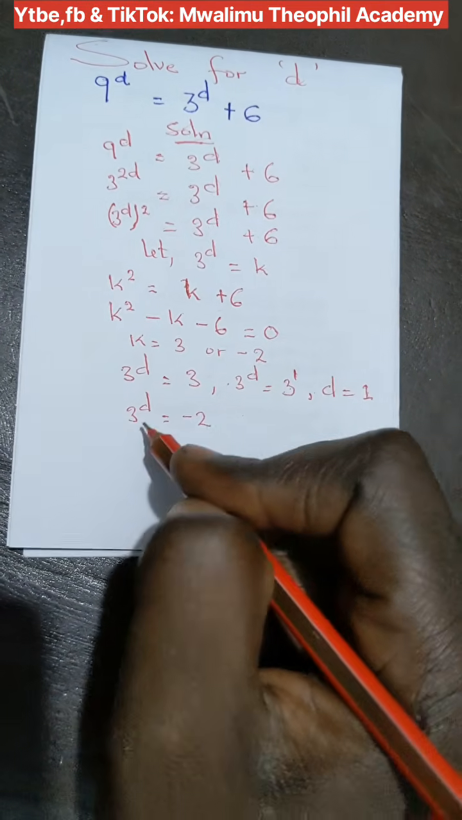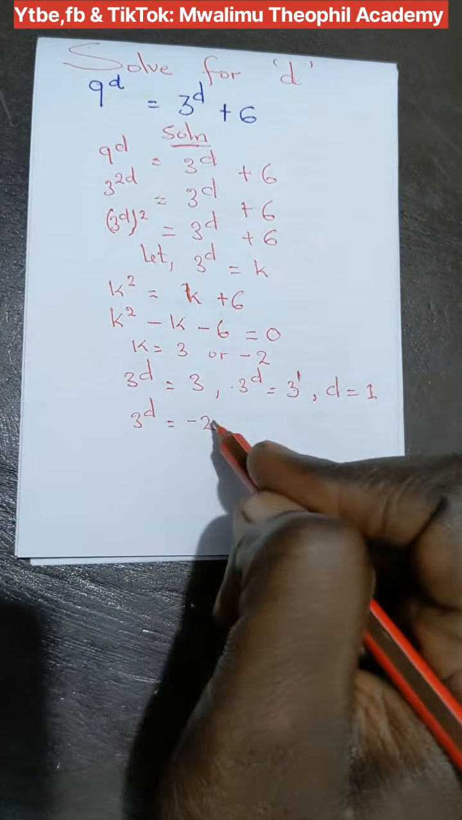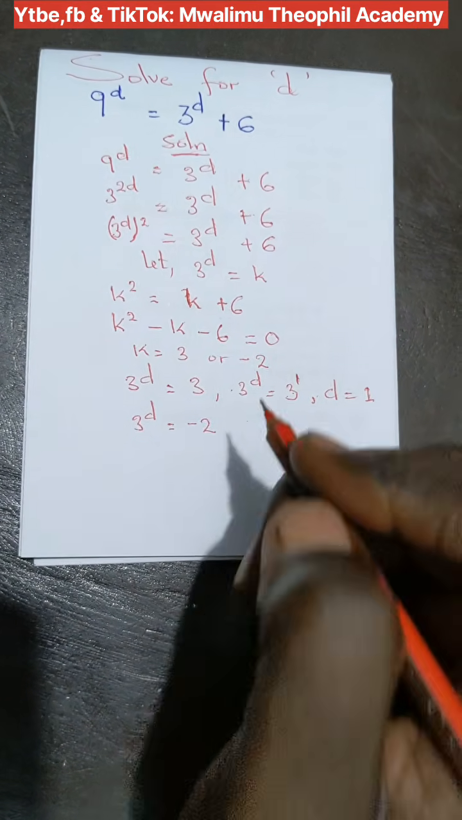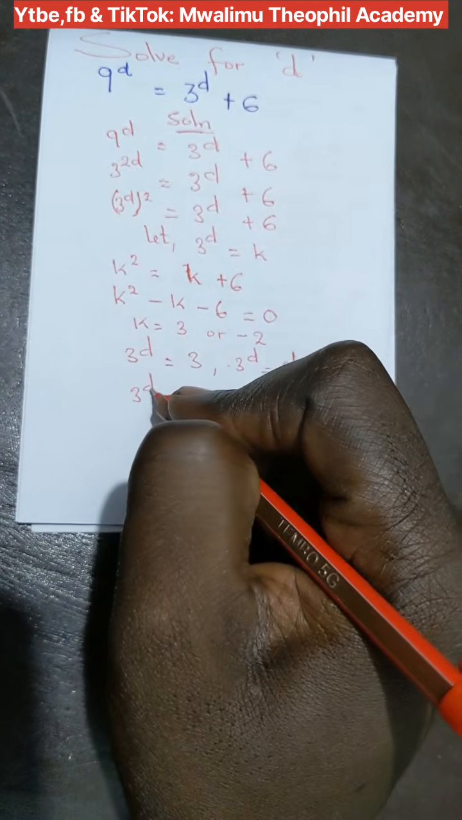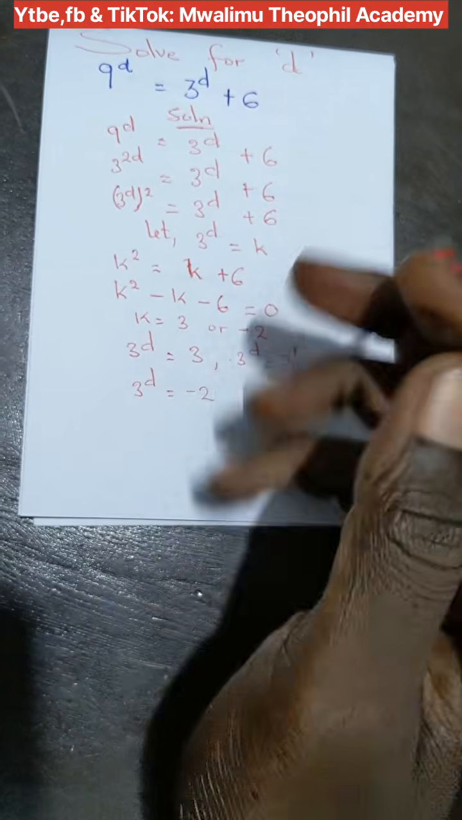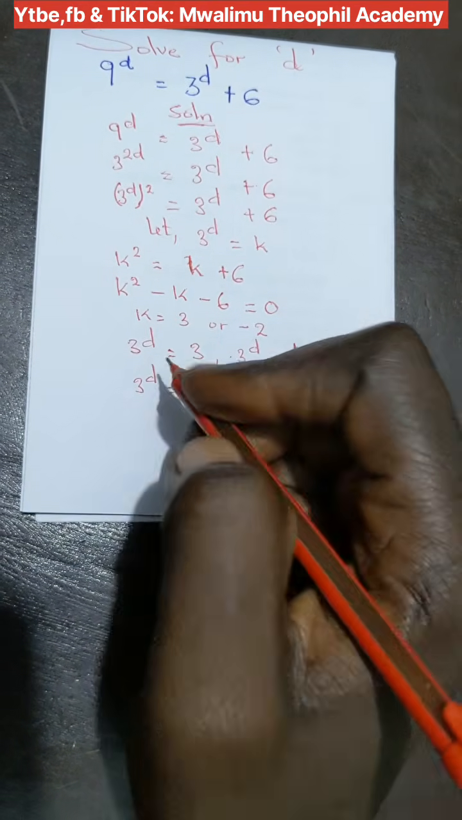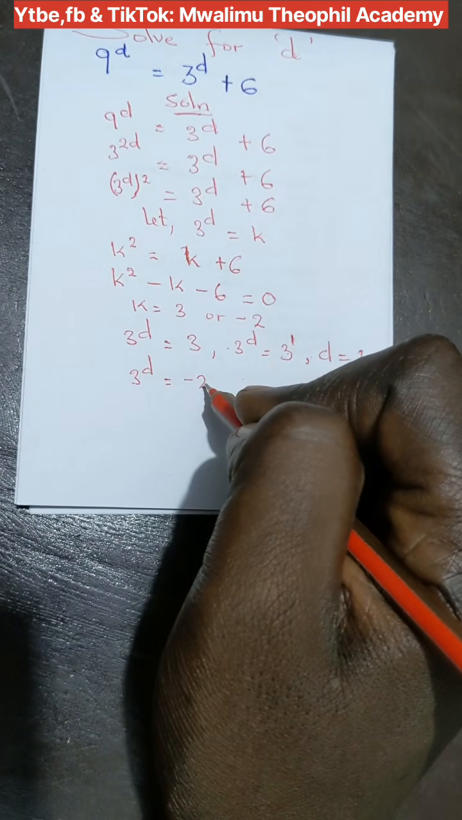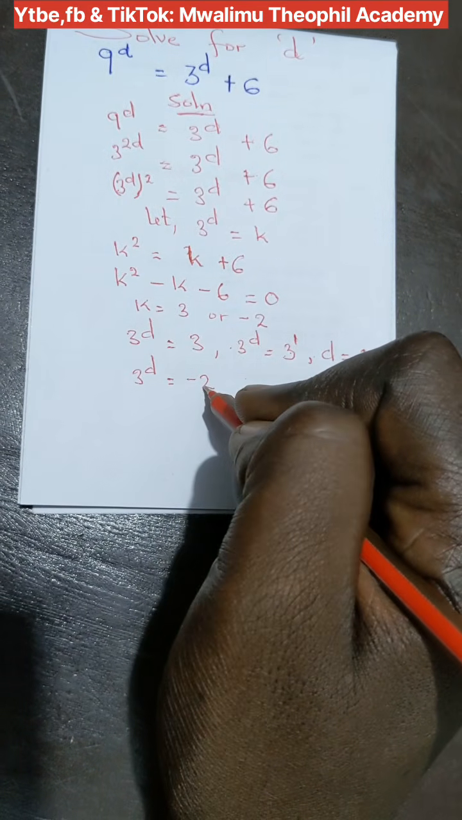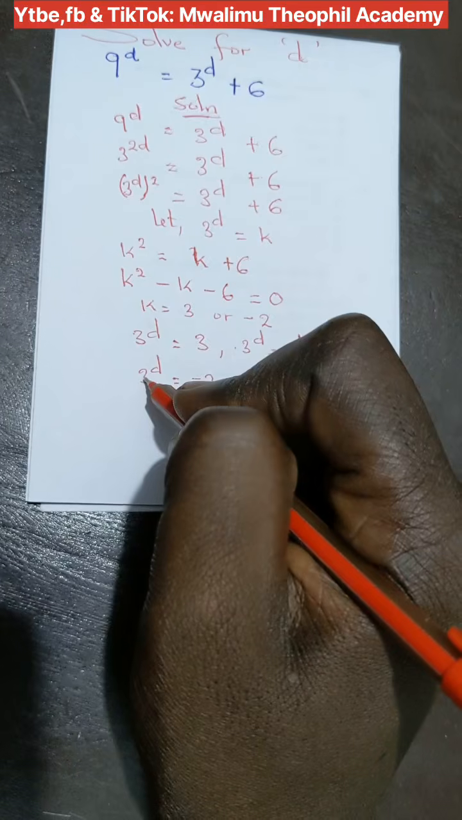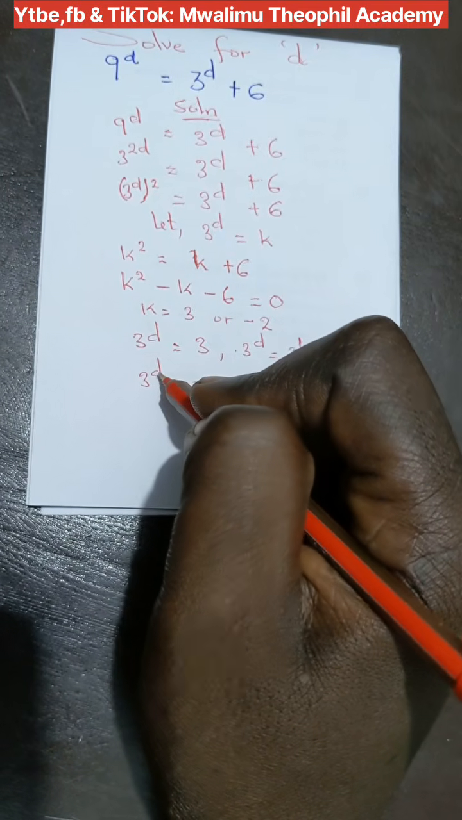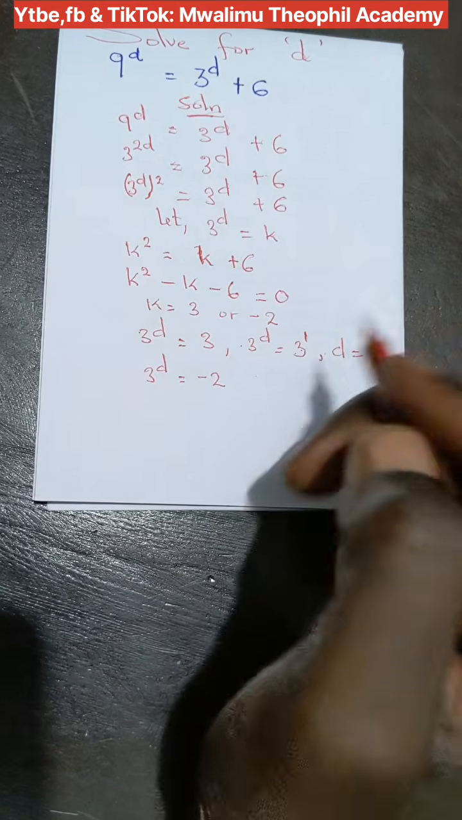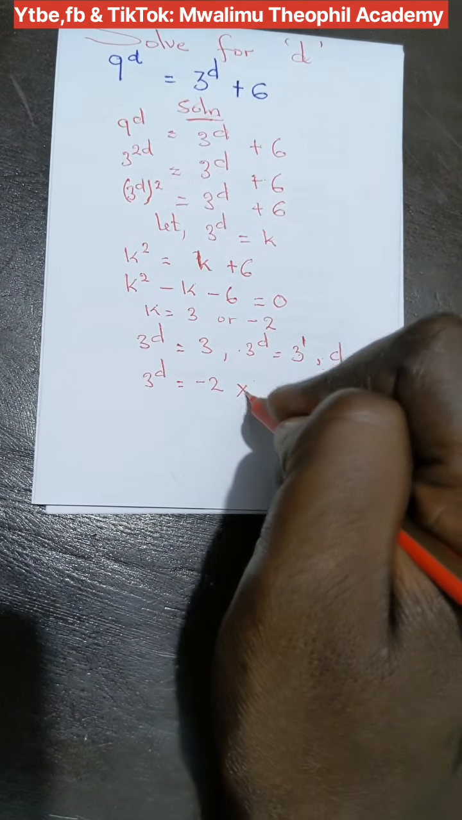For this case here, 3 raised to D to be equal to negative 2, this is impossible, because there's no way we may have a base which is positive raised to an exponent, whether negative or positive, and get an answer which is negative. You will never get a negative answer for a positive base to any exponent, whether negative or positive. So this one is impossible.